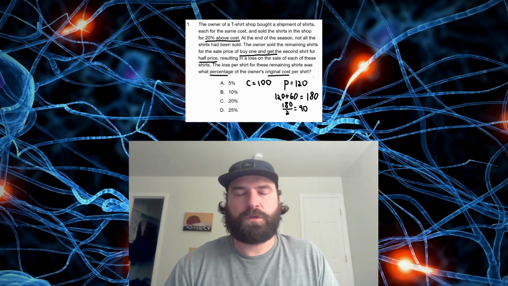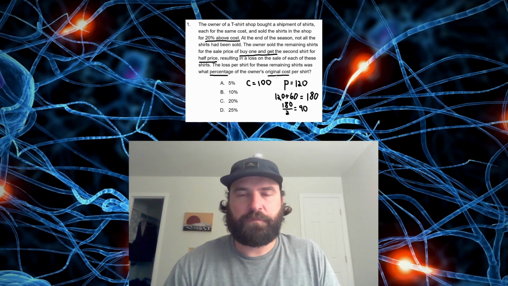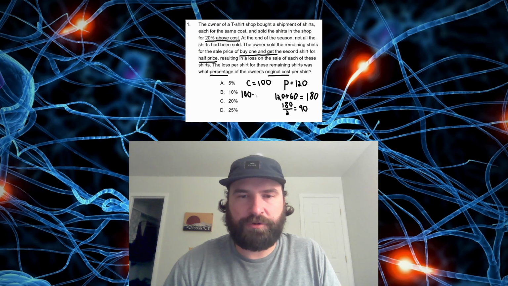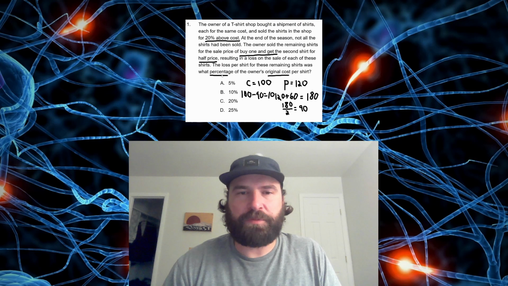if he's selling them for buy one, get one half off. Well, the question is asking for the percentage loss per shirt from the original cost. So the original cost is $100, and he's selling them for $90. So his loss per shirt is 100 minus 90, which is $10 per shirt. They're asking for a percentage, so we do the loss over the cost, which is 10 over 100, which would give us 10%.